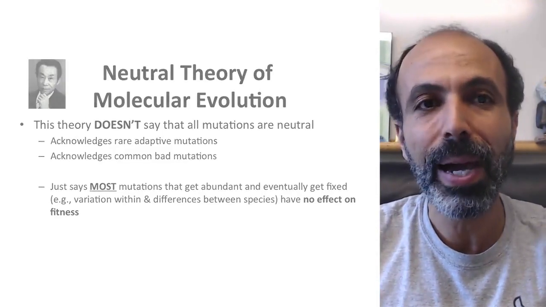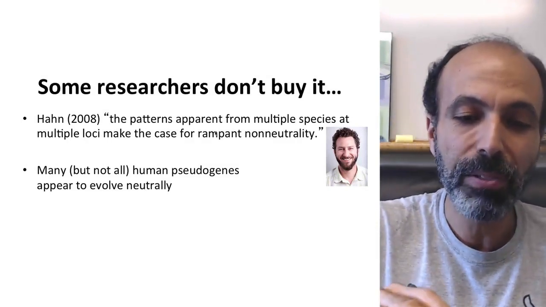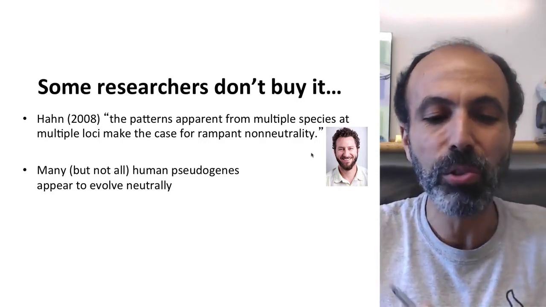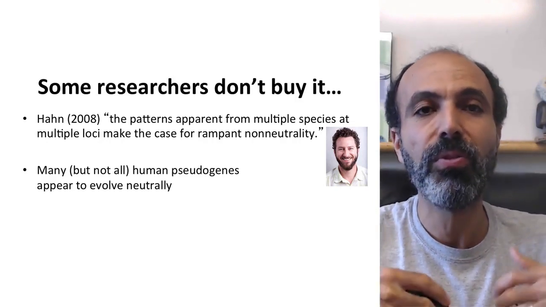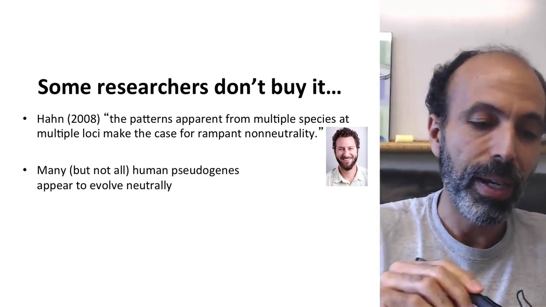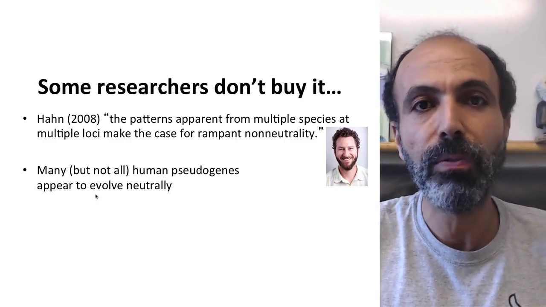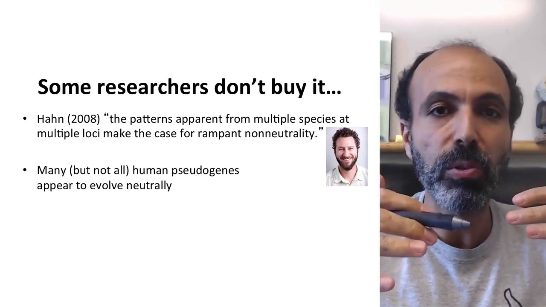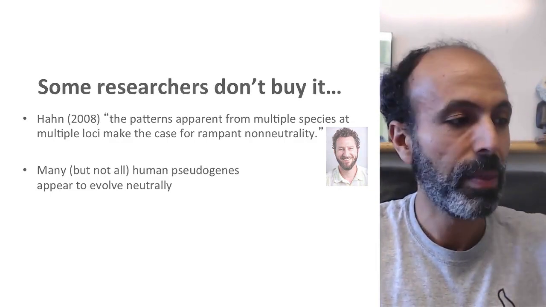Now some people really don't buy this. There was a paper published in 2008 by Matt Hahn, and he suggested the patterns apparent from multiple species at multiple loci make the case for rampant non-neutrality. So he suggested, and many others agree, that in fact there's very little of the genome that's evolving purely by the action of genetic drift. However, many, but not all, human pseudogenes appear to evolve neutrally. Pseudogenes are things that used to be historically some sort of gene, but they essentially are no longer functional. They're just relics that are found in our genome.